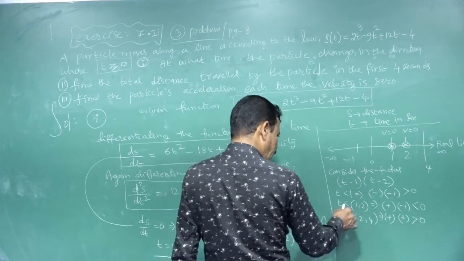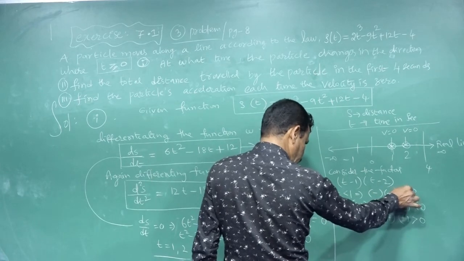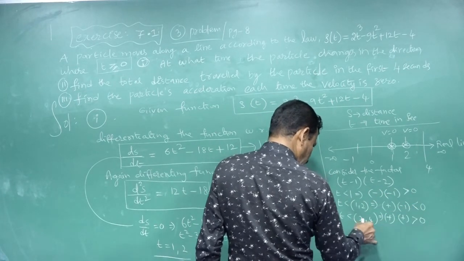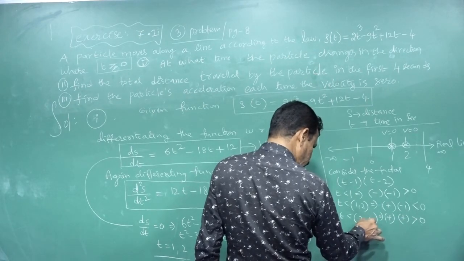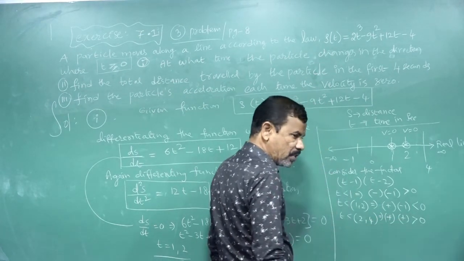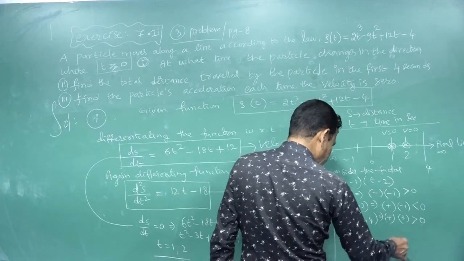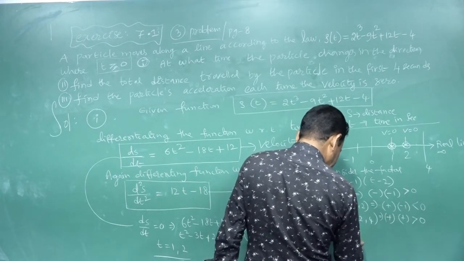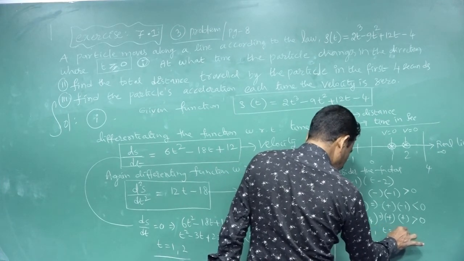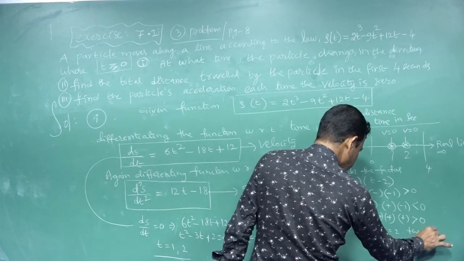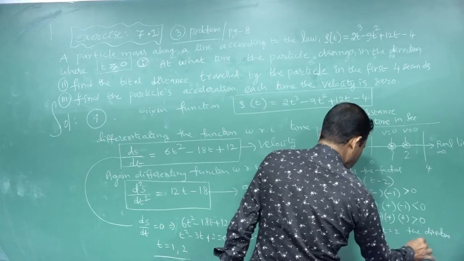Now here, below 1 it is negative, positive. 1 to 2 negative, and 2 to 4 positive. 2 to 4, 2 to 3, 3 to 4 all positives. So at t equal to 1 and t equal to 2, the directions will change.